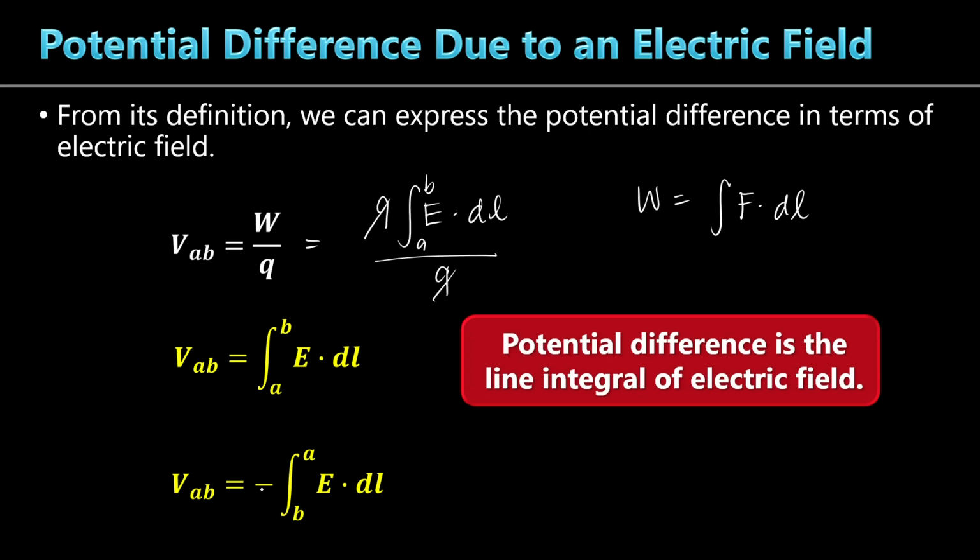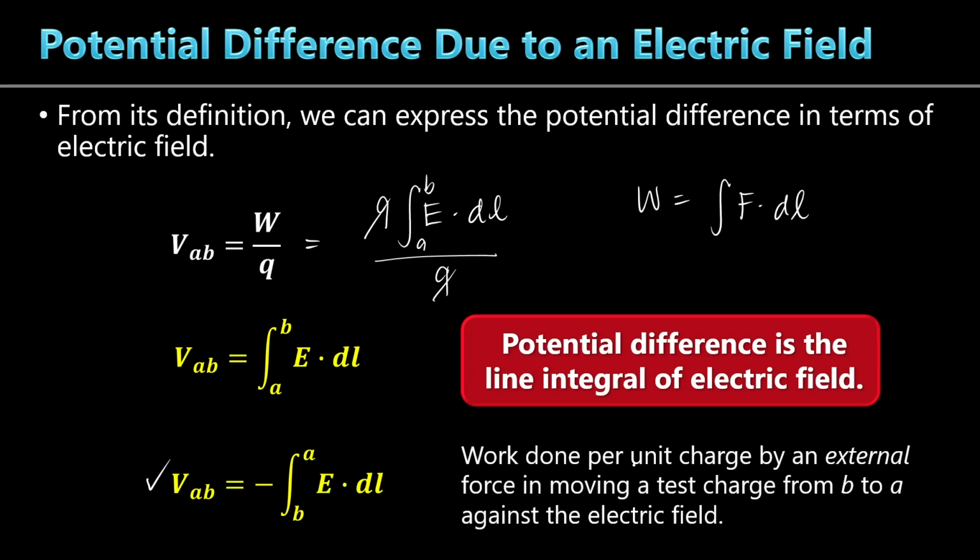Okay? So again, kapag may negative sign dito, yung force na nag-create ng work para magkaroon ng voltage is an external force na magpapagalaw sa charge mula B naman papunta sa A. So from now on, ito na yung gagamitin nating expression ng potential difference ha. And again, how do we interpret this? This is the work done per unit charge by an external force in moving a test charge from B to A against this electric field E. So yan, meron na tayo ngayong expression ng potential difference in terms of the electric field.